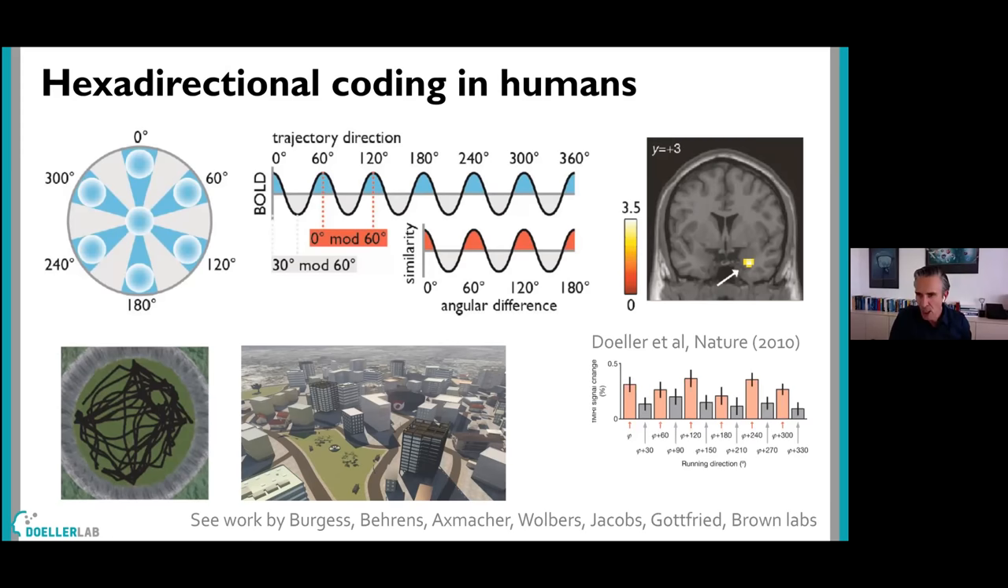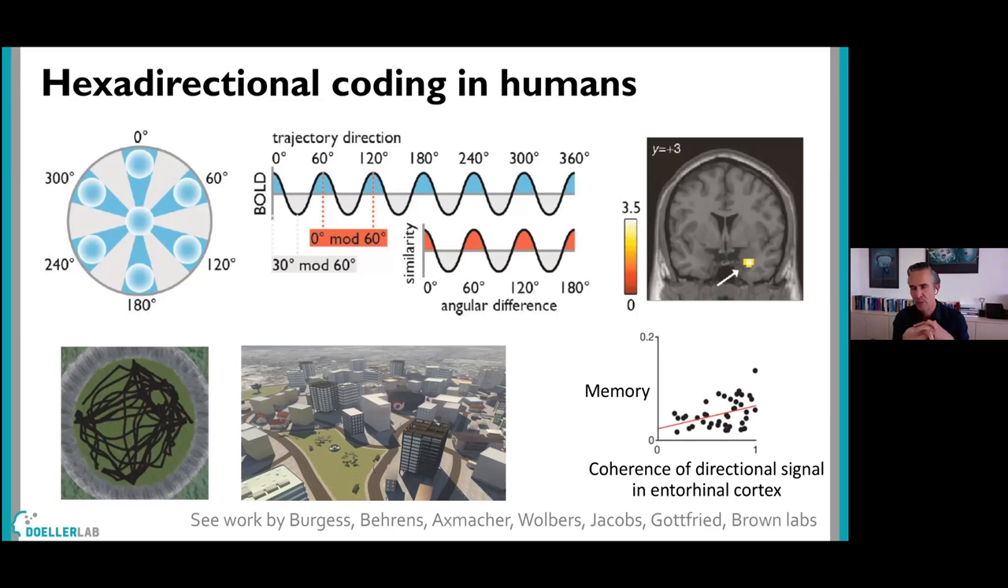correlates with spatial memory. Our standard task there is an object location memory task, where the participants pick up objects and bring them back to the location where they picked them up before, and we measure the spatial distance between their response location and the correct location. And what we see is that the participants with the best memory are also those participants who have the strongest six-peak modulation of activity.